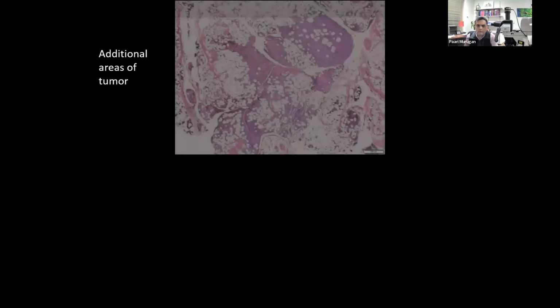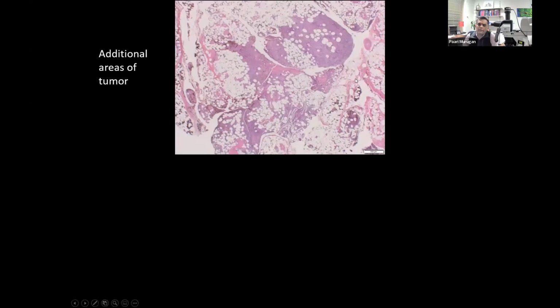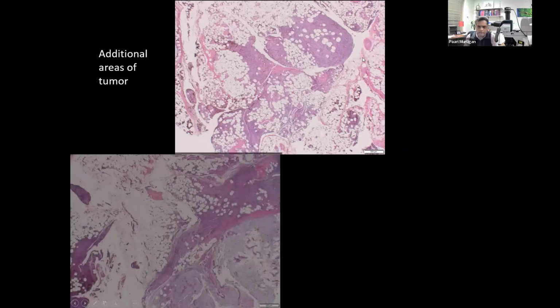So we're not done with this case because, of course, as we might remember, the radiologist did mention there were other nodular areas that did not look like fat. So what about those areas? What are we going to do with those? So here in this image, we see a high power view of those nodular areas. So you can see the HFLT areas in the periphery here and more cellular nodal areas in the center.